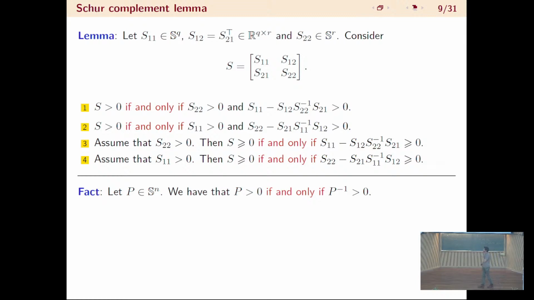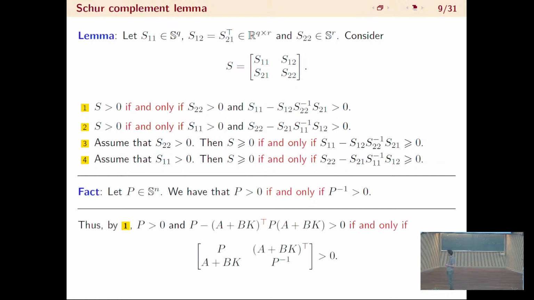An additional result that I will use is the fact that if you have a matrix P which is symmetric, then it's positive definite if and only if the inverse is positive definite. That follows from the fact that the matrix is positive definite if and only if all the eigenvalues of the matrix are positive. And the eigenvalues of P inverse are just 1 over the eigenvalues of P. So if all the eigenvalues of P are positive, obviously 1 over those eigenvalues are also positive. So P is positive definite if and only if its inverse is positive definite.